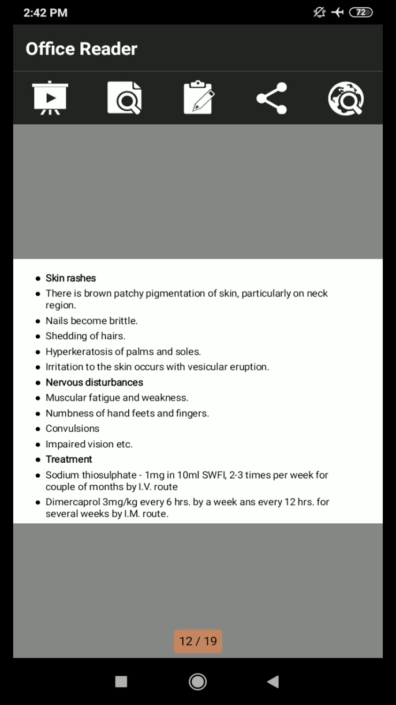Then nervous disturbances, that is muscular fatigue and weakness. Then numbness of hands, feet and fingers. Then convulsions. Then impaired vision, etc. Then treatment: removal of victim from further exposure. Then sodium thiosulfate 1 gram in 10 ml SWFI, 2 to 3 times per week for a couple of months by IV route. Then dimercaprol 3 mg per kg every 6 hours for a week, and every 12 hours for several weeks by IM route.